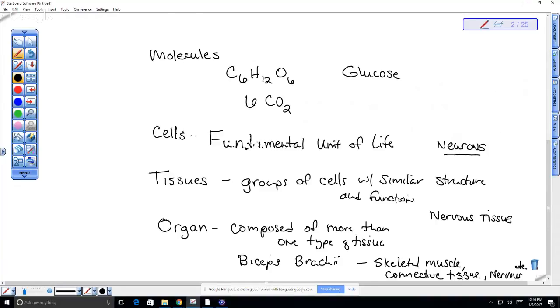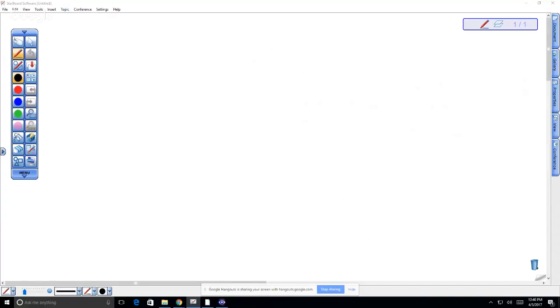Each one of your muscles in your body is actually an individual organ. Your skin is an individual organ. Your brain is actually an organ, right? Your spinal cord is an organ because it's composed of more than one type of tissue. Okay, so these organs form together to form systems. Okay, so systems, you notice that we're going in a hierarchy, so we're putting things together, so we're getting more complex. So systems are composed of more than one organ.